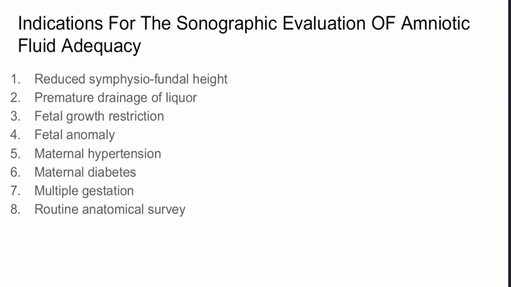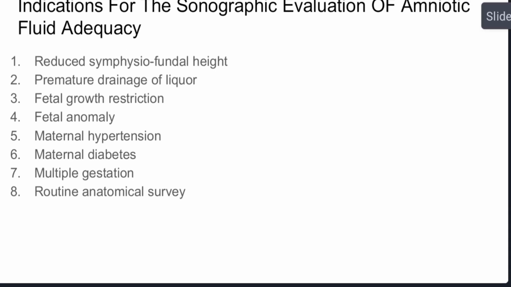Premature drainage of liquor is the second reason. When a woman complains that she's noticing water coming out of her body and we test it to be amniotic fluid, we want to know how much of the amniotic fluid is remaining. So a scan will probably need to be done. In cases of fetal growth restriction, where you have inconsistencies in the fetal biometry on ultrasound, you would want to evaluate the amniotic fluid volume.